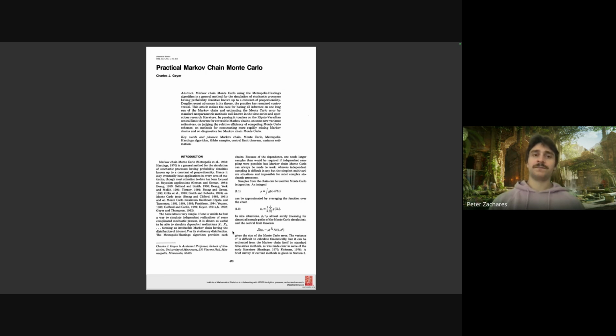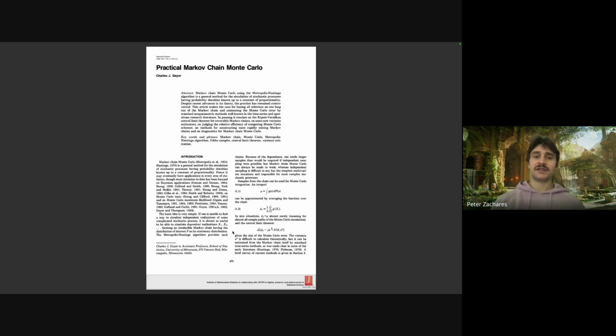So, Markov chain Monte Carlo is a method. Well, where do I start? Okay. Markov chain Monte Carlo is a method that allows you to sample from a distribution without actually having access to that distribution.